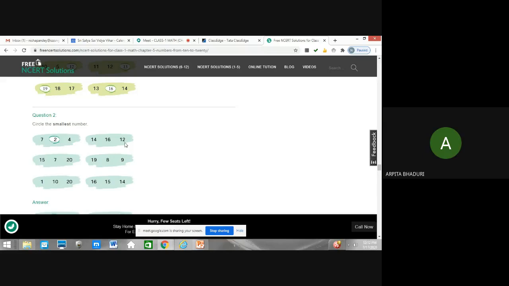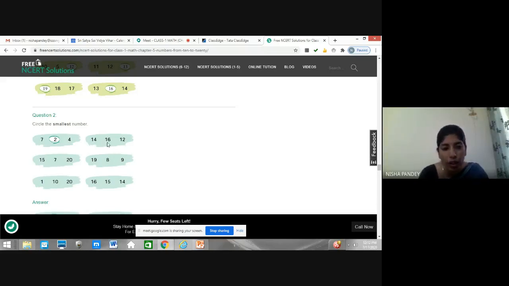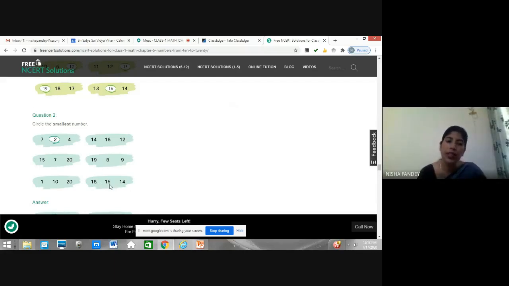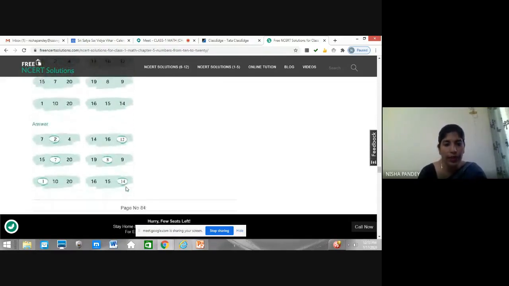Now 14, 16, 12. Ma'am, 12. As you can see, the tens part is 1 in all of them. Now at the ones part we can see 4, 6, 2. So which is the smallest? 2. After that 4, then the bigger one is 6. So this is the smallest one, 12. Now 19, 8, 9. Ma'am, 8. Very good. 16, 15, 14. Ma'am, 14. So let's see the answers here. All the answers you have given are correct. Well done.